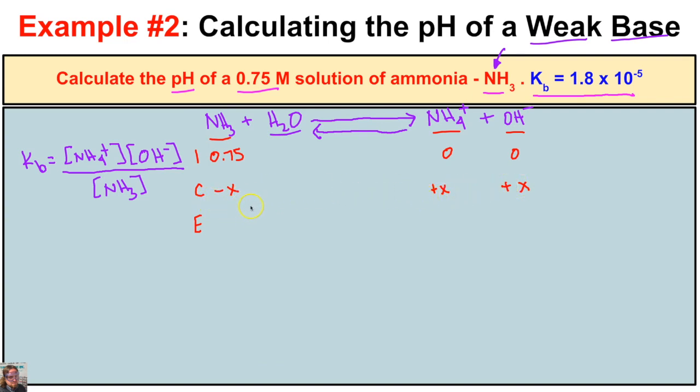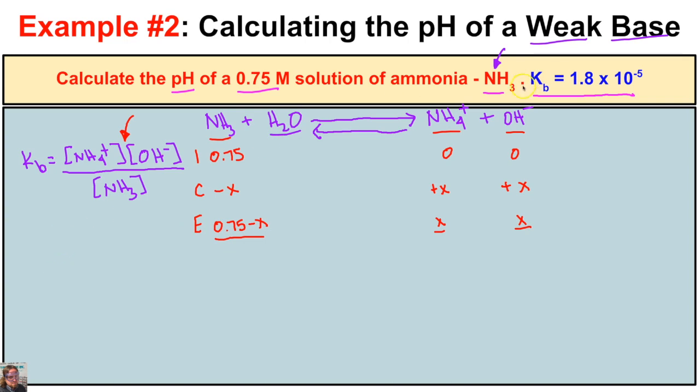So what we now need to do is figure out the equilibrium concentrations, and the way that we get that is by taking 0.75 minus X here, and this will end up being X, and this will be X right here. What these values represent are what we see right here in our Kb expression. So what we can now do is plug this into our Kb expression. Let's go ahead and do that next.